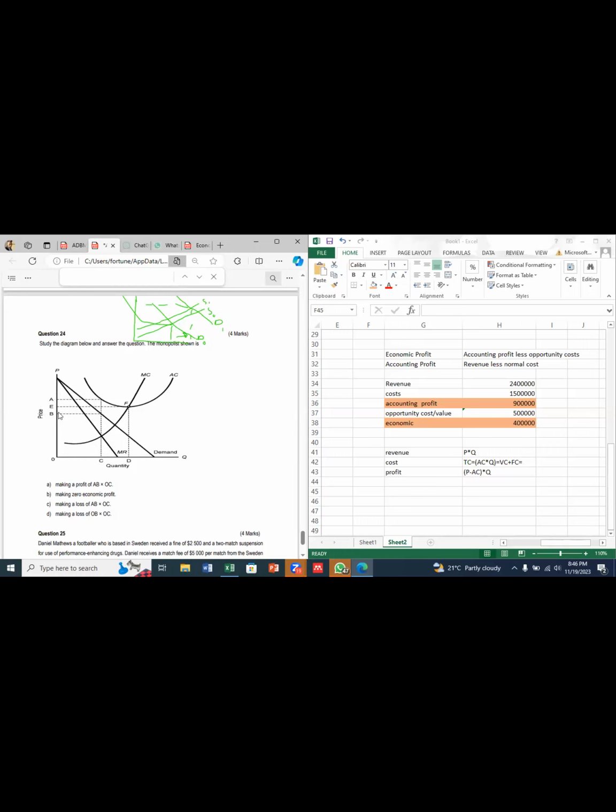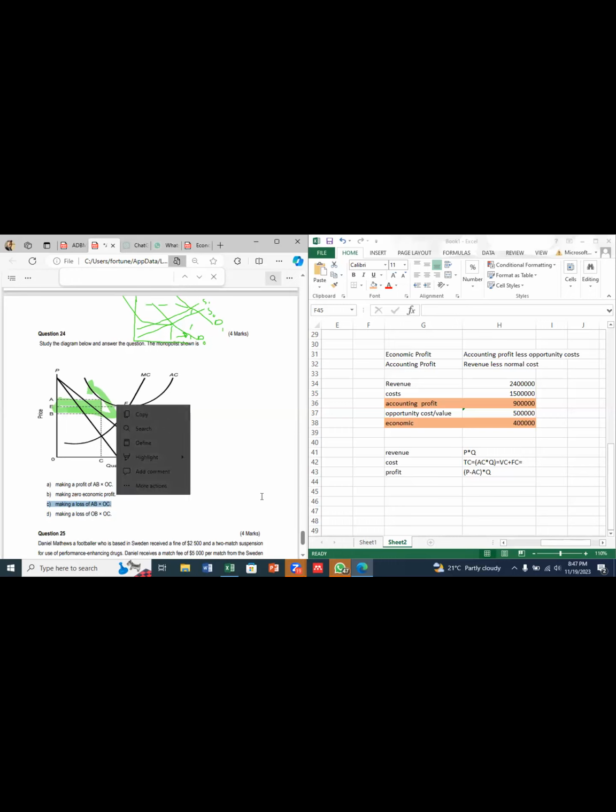The costs are higher than the revenue, indicating a loss of this area here. Let me try to shade it. This whole green area is the loss that this monopolist is incurring. Why? Because the average costs are greater than the revenue, which is the average demand curve. So therefore, this monopolist is earning a loss. So what quantity of loss is it earning? The difference between AB and OC, which is option D. It's AB, so not OB. I had highlighted OB there, so it's option C.